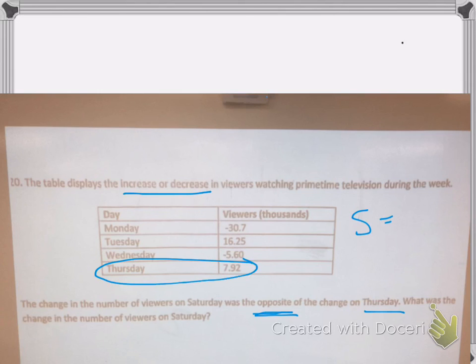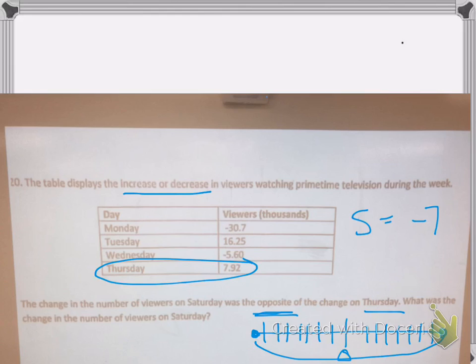Well, Thursday tells me 7.29, and the opposite, here's 0. 7.29 is about right there. The opposite would be on the other side of 0. So that's going to be right there, which is negative 7.92. I think I said 29 earlier. I apologize for that. It was 7.92, and we find the opposite, which is just a negative number of that. So we get on Saturday, the change in viewers was negative 7.92.